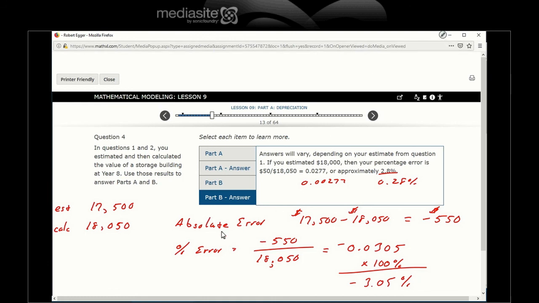Okay, so absolute error: estimate minus calculated. So I got my absolute error. Percent error, take that absolute error and divide it by the calculated value. My number is negative, so I actually was low, only about 3% by eyeballing it off the graph.